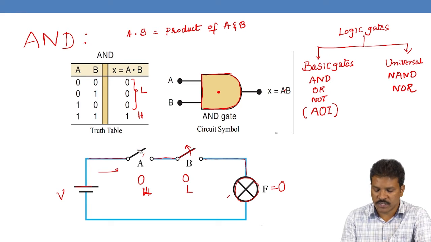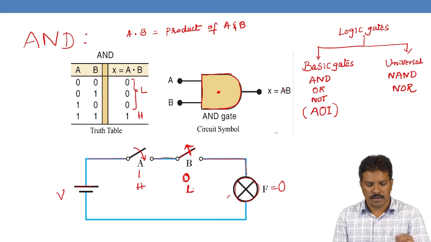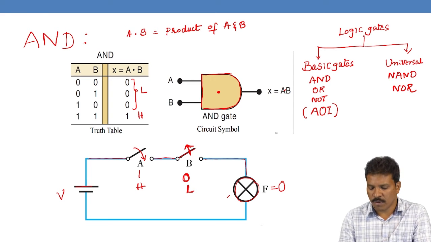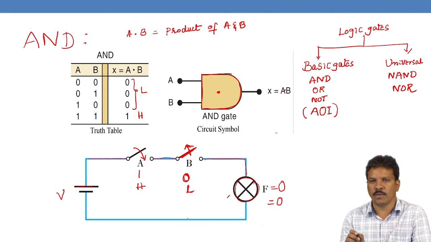Suppose I am closing one switch and opening the other switch, so one input is logic 1 and the other is logic 0. Since they are in series, if one switch is open, the entire circuit is open. So in the AND switching network, both inputs are in series. When one input is open, the output is also zero because no current flows in the loop.